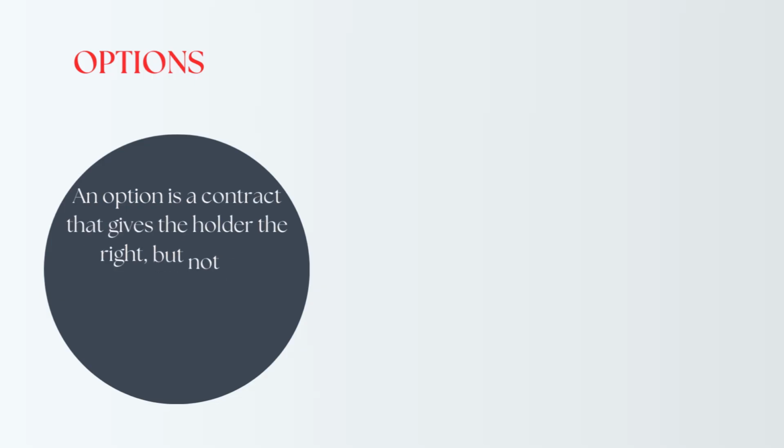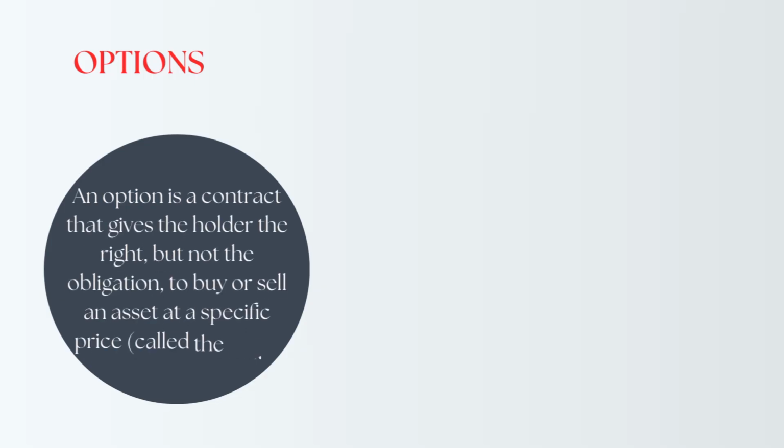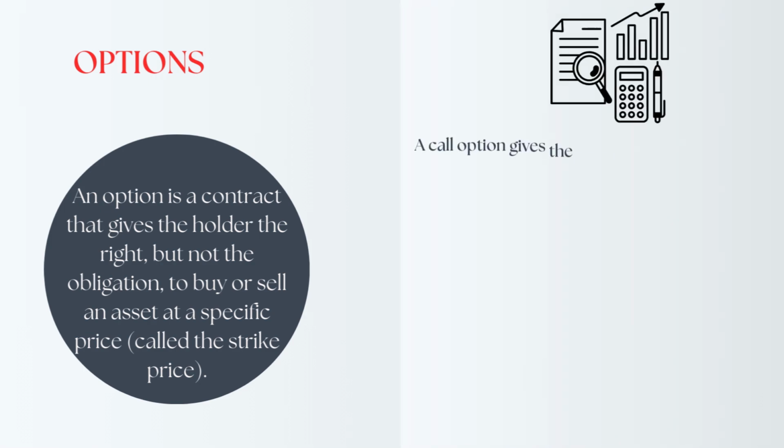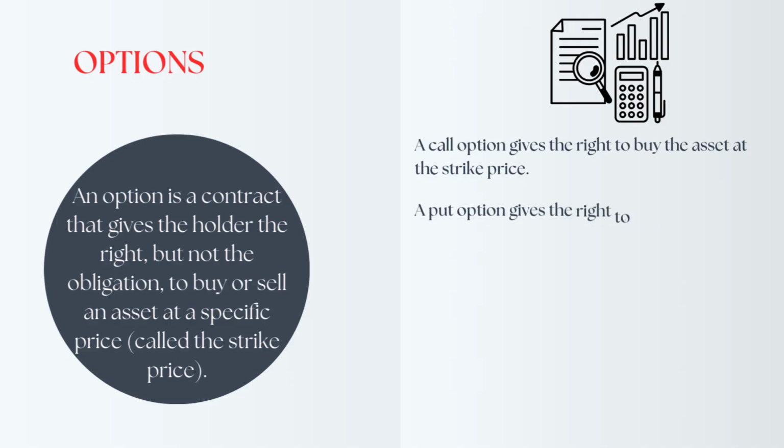Options. An option is a contract that gives the holder the right, but not the obligation, to buy or sell an asset at a specific price, called the strike price. A call option gives the right to buy the asset at the strike price. A put option gives the right to sell the asset at the strike price.